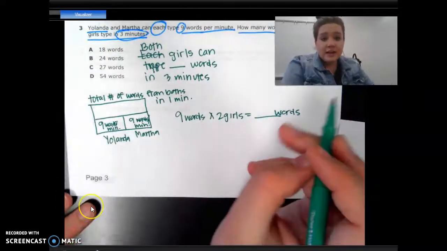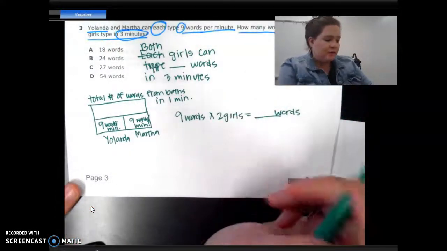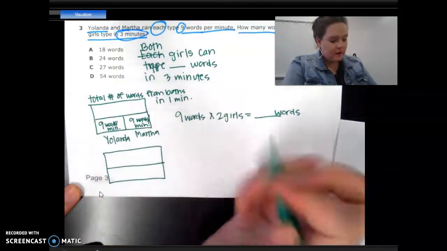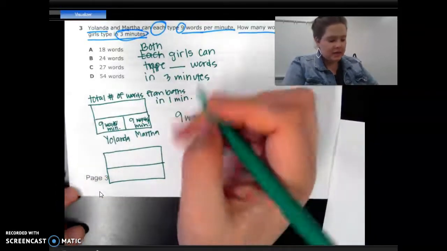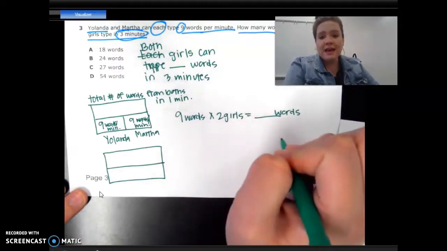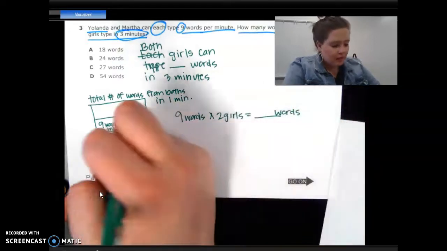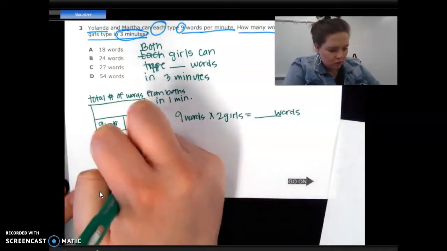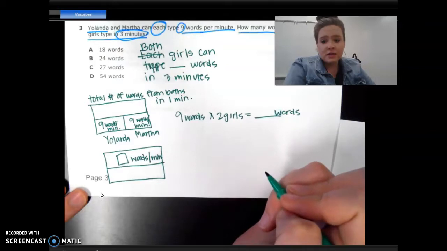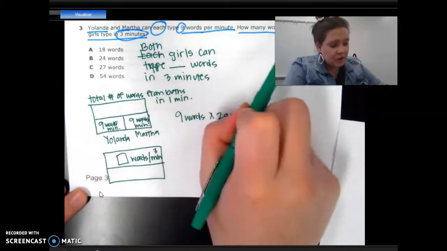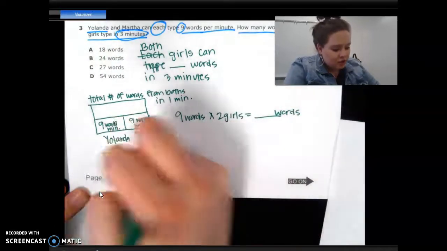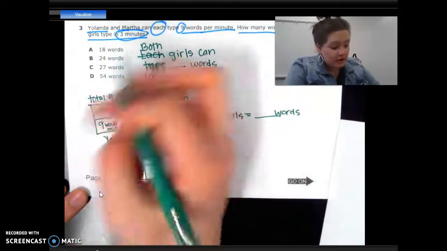Looks like Miss Garza is going to need an extra sheet of paper. This is only my understand part of the problem. Okay? And then I can do my second strip diagram. So once I get my total number of words that both of these girls can type in 1 minute, that's the number of words they can type in 1 minute. Or sorry, this is going to be 3 minutes because both girls can type in 3 minutes. So this is what the question is asking me to find. Then I'm going to do in how many minutes? 3. Okay?